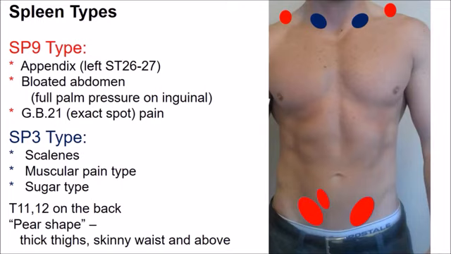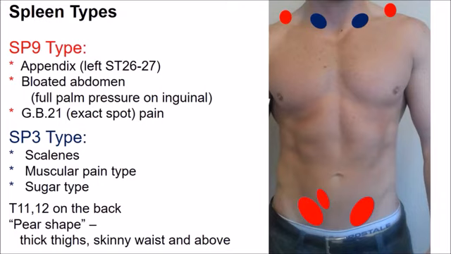The spleen 9 type includes people who've had an appendectomy or gallbladder 21 pressure pain. This will be pain on one exact spot at gallbladder 21 and not a diffused area along the trapezius. The person with bloating that shows full palm pressure just above the inguinal groove is also a spleen 9 type.